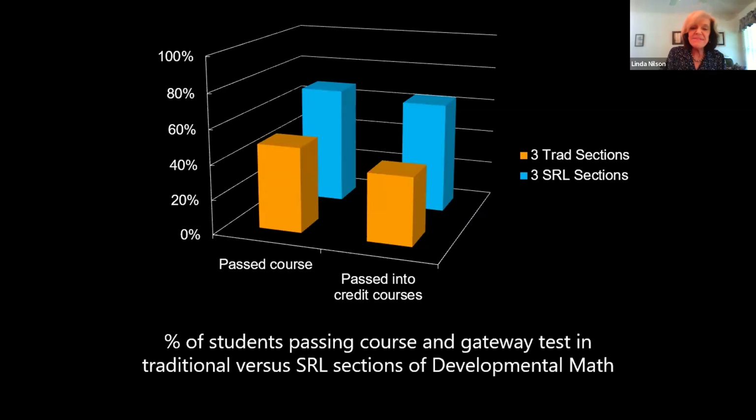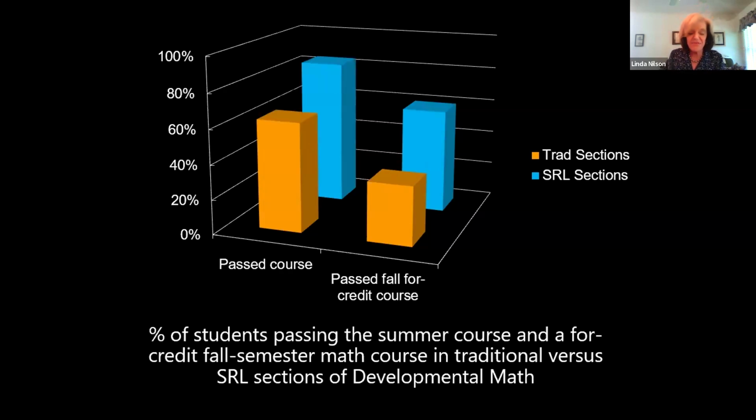Now, Zimmerman's team also repeated this randomized experimental design study in an intensive 5-week developmental math course in the summer, and they got very similar results. And again, those in the treatment group passed the course at a much higher rate, 84%, than those in the control group, 63%. And 60% of the treatment group successfully completed a credit-bearing math course the following fall, versus only 34% of the control group.